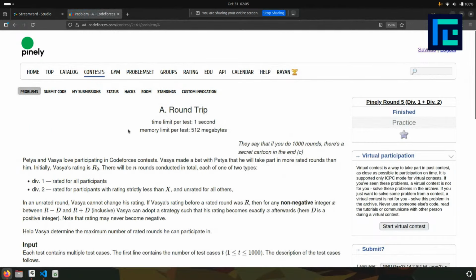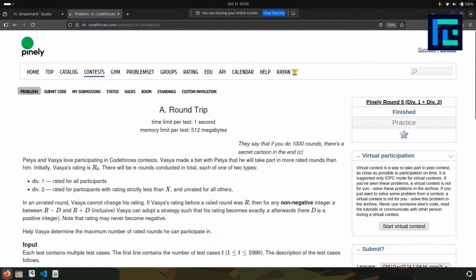So, problem A, round trip. Petya and Vasya love participating in Codeforces rounds. Vasya made a bet with Petya that he will take part in more rated rounds than him. Initially, Vasya's rating is R0. There will be N rounds conducted in total, each of one of two types. Div 1 rated for all participants, Div 2 rated for participants with rating strictly less than X, and unrated for all others. In an unrated round, Vasya cannot change his rating.